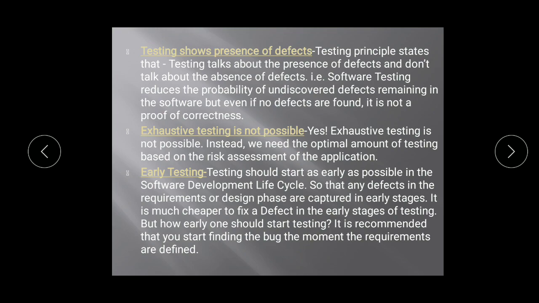Yes, exhaustive testing is not possible. Exhaustive means which comes to an end, which has no further process, so that is called exhaustiveness. So exhaustive testing is not possible. Instead, we need the optimal amount. Optimal means the maximum optimal amount of testing based on the risk assessment of the application. We have one risk factor which is always going to be there in the process, and for that we have to work with the risk of the application. Until that time we have to keep on doing the testing of our product.